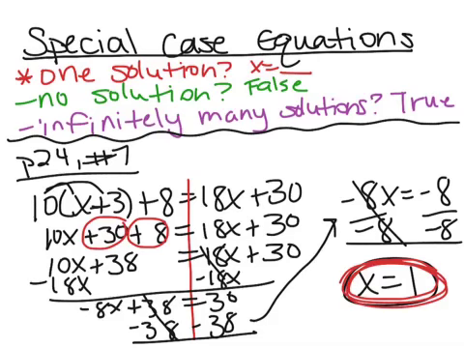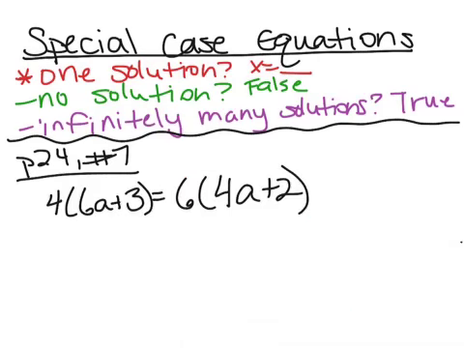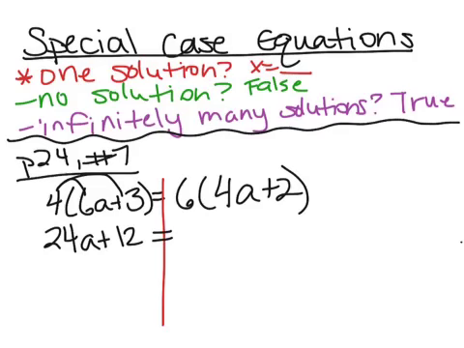Now let's take a look at the next problem. The next problem is 4 times (6a plus 3) equals 6 times (4a plus 2). When I solve this equation, the very first thing I have to do on both sides is distribute. On the left side, I get 4 times 6a, which is 24a, plus 4 times 3, which is 12. Then on the right side, I also have to multiply. 6 times 4a gives me 24a, plus 6 times 2, which is 12.